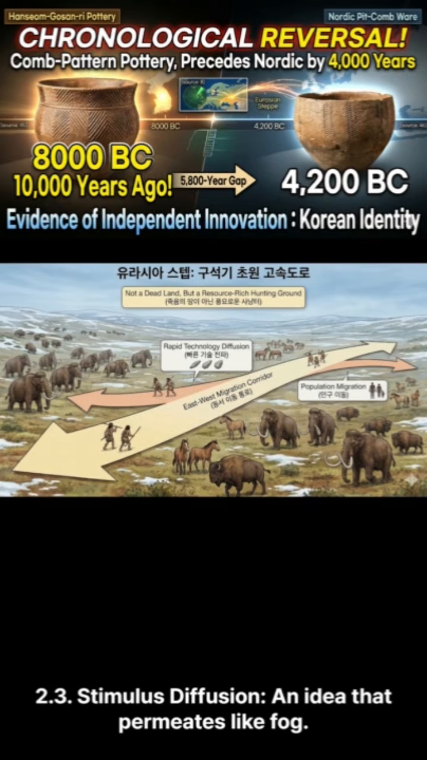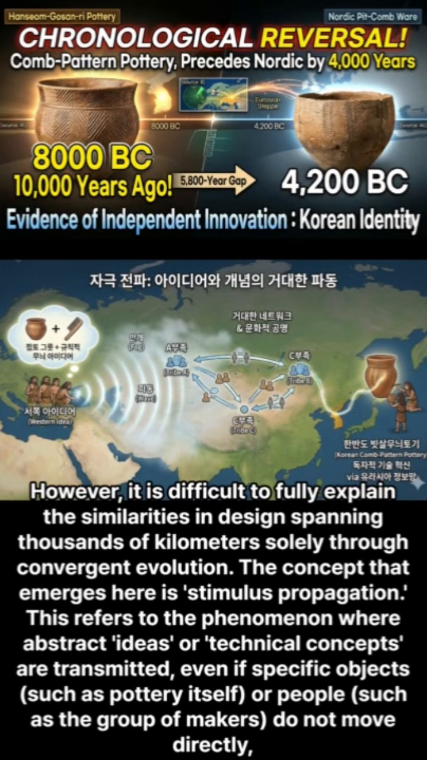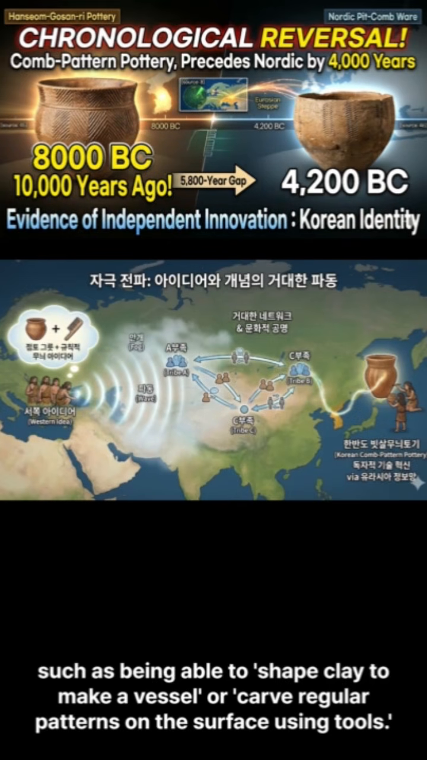2.3. Stimulus diffusion. An idea that permeates like fog. However, it is difficult to fully explain the similarities in design spanning thousands of kilometers solely through convergent evolution. The concept that emerges here is stimulus propagation. This refers to the phenomenon where abstract ideas or technical concepts are transmitted, even if specific objects such as pottery itself or people such as the group of makers do not move directly, such as being able to shape clay to make a vessel or carve regular patterns on the surface using tools.